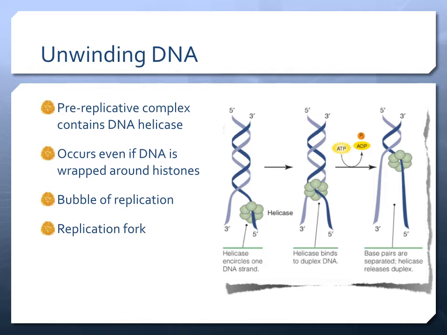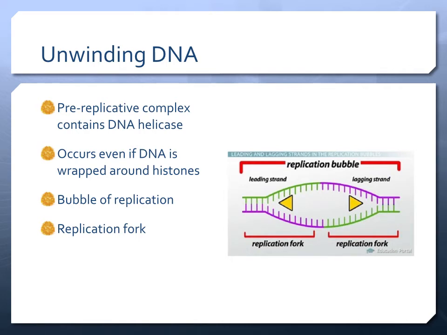Note that the process of DNA replication will occur even if DNA is wrapped around histones, so you won't need to unwrap it. It will progress along the DNA and follow the loops around the histones. When DNA is opened like that by the helicase, it forms what we call a replication bubble.